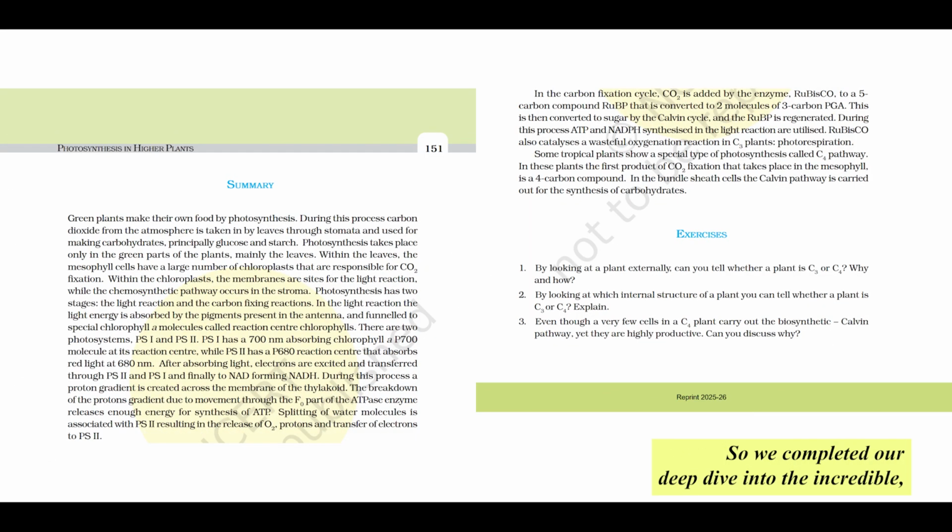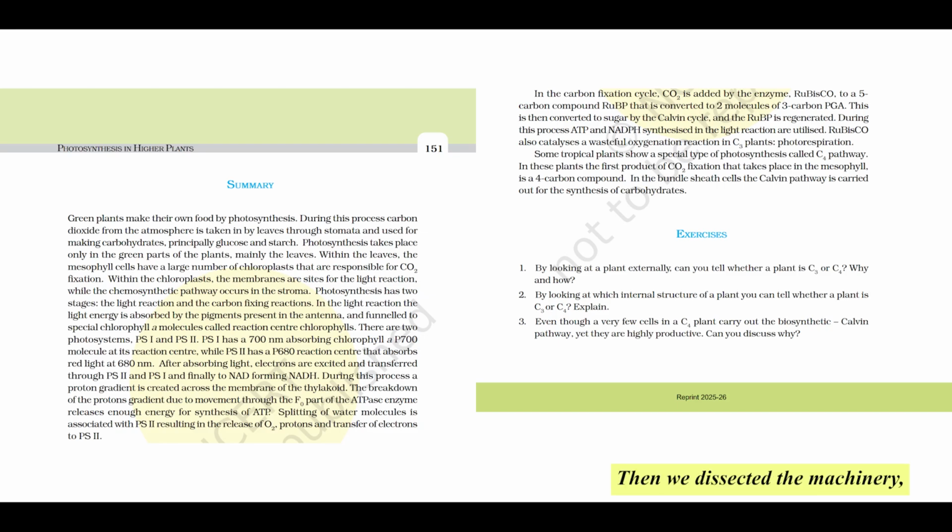Outro. So we completed our deep dive into the incredible, absolutely essential process of photosynthesis in higher plants. Quite a journey, wasn't it? We started with the basics. Photosynthesis as a physicochemical process making plants autotrophs, the ultimate source of our food and atmospheric oxygen. We traced the fascinating history from Priestley's bell jars and Ingenhousz's bubbles to Sachs locating chloroplasts, Engelmann mapping the action spectrum, and Van Niel's crucial insight about oxygen coming from water.